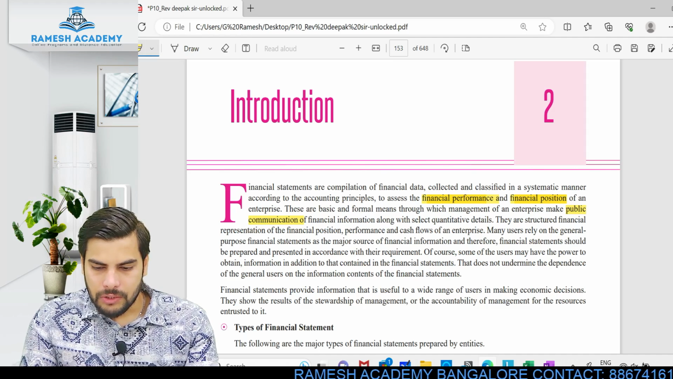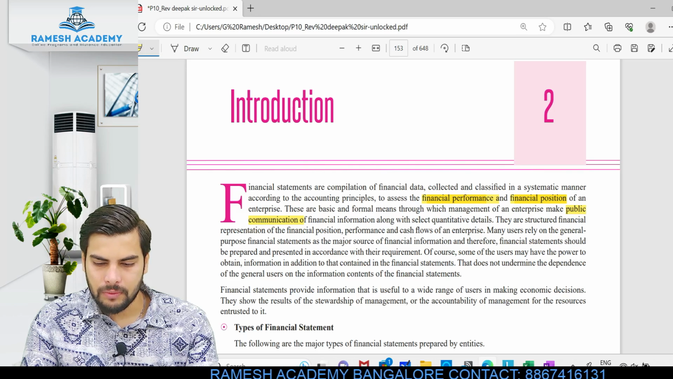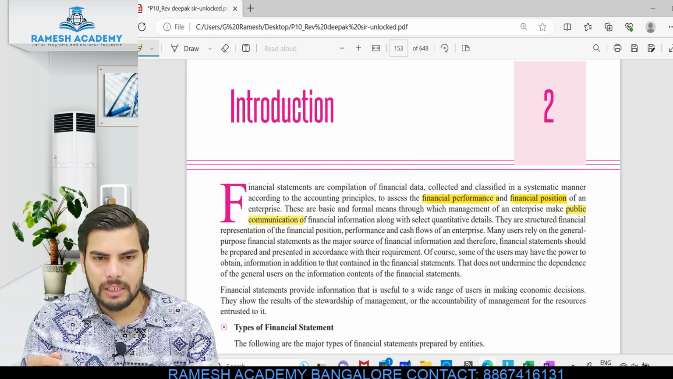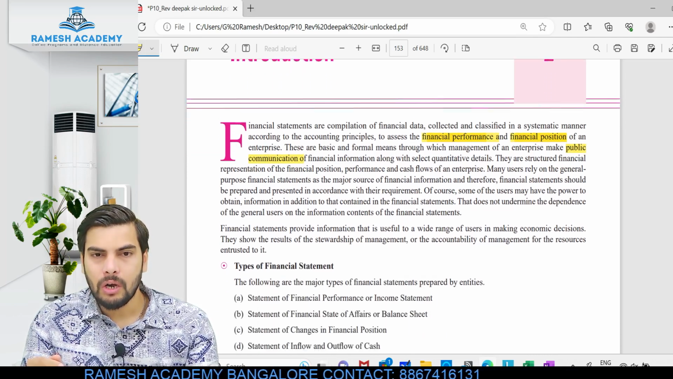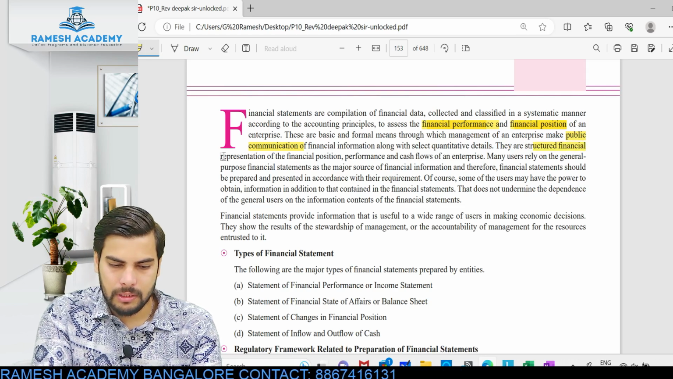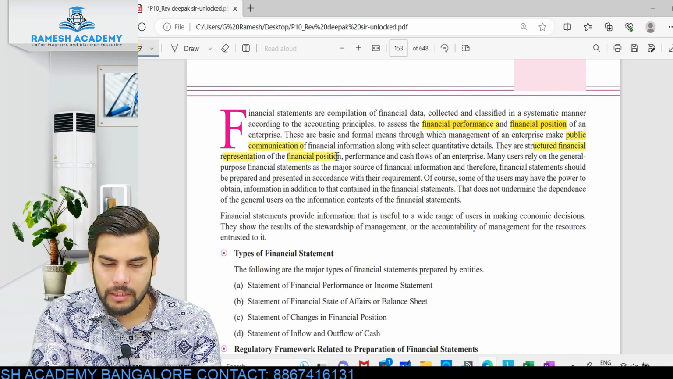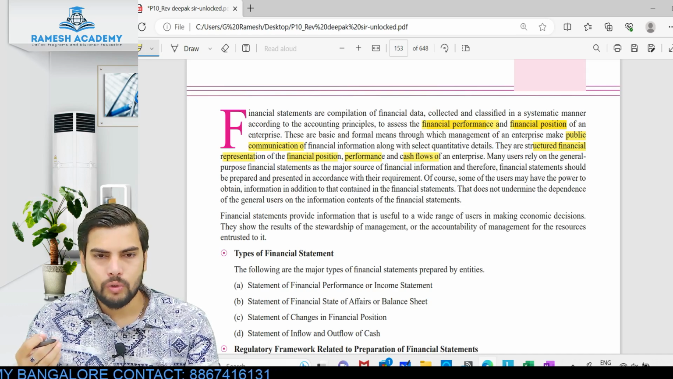Okay, so the structured financial representation of financial position, performance and cash flow of the enterprise. So when it comes to financial statement in detail, it will also be including the cash flow statement. Okay, look at this. What information will be communicated? It is a structural financial representation of what? Of financial position, performance and cash flow of the enterprise. Three things will be communicated.